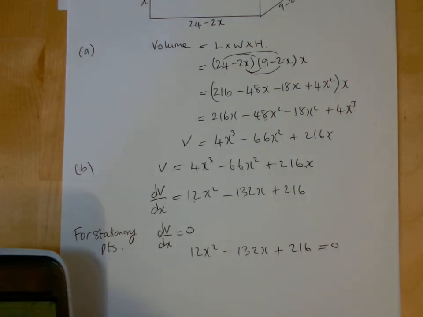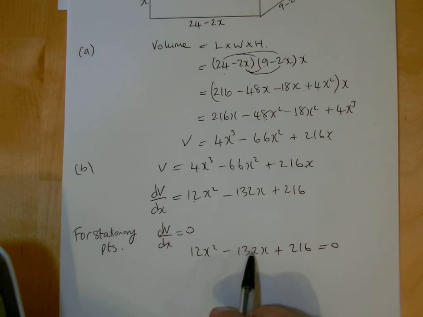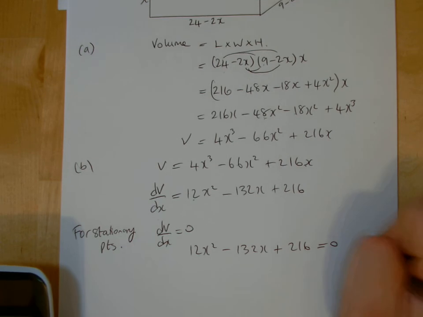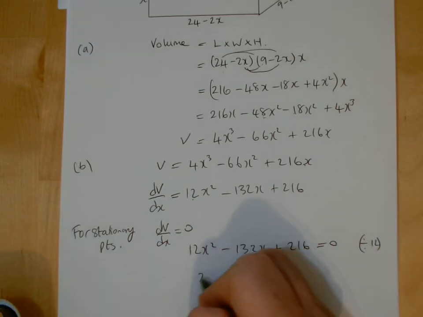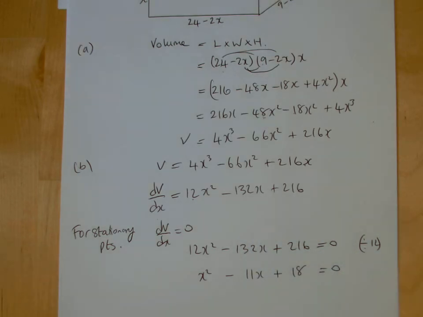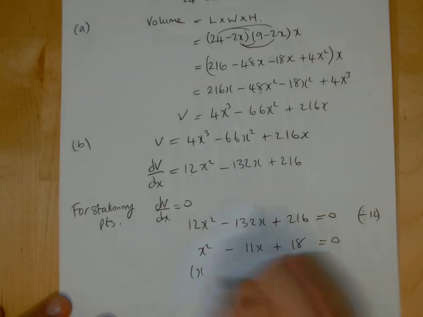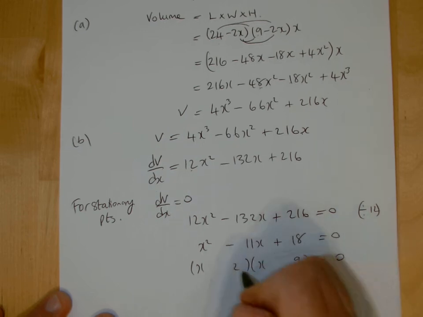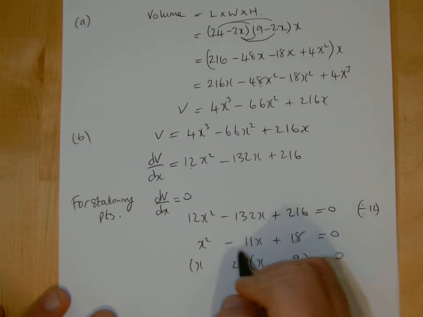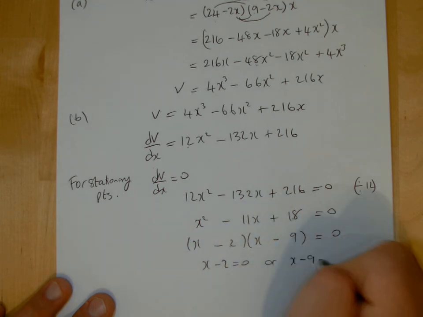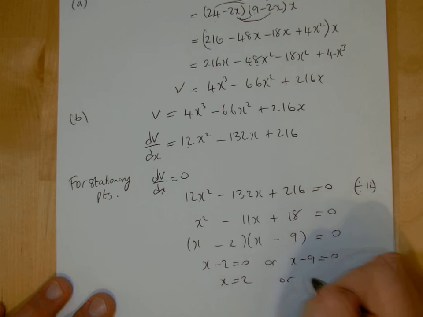Now let's see if 12 goes into all of them. I know 12 goes into that, I know 12 goes into that. Does it go into 216? It does indeed. So what I can do is divide by 12. So I get x squared, I get 11 there, and I get 18 here. So I can factorize this. Two numbers are going to be 9 and 2, because 9 and 2 multiply to give 18. And to get minus 11, make them both minus, they'll add up to give minus 11. So that means x minus 2 is 0, or x minus 9 is 0. So x will be 2, or x will equal 9.